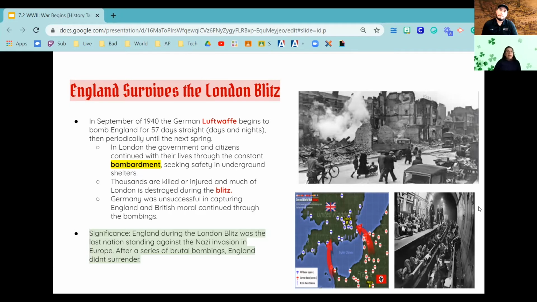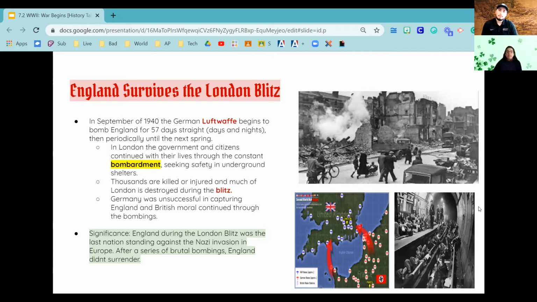Unfortunately, thousands are killed or injured, and much of London is physically destroyed. Buildings, hospitals, schools, governments, everywhere that you go, a majority of the buildings have been destroyed by the bombings. Germany was unsuccessful, however, in capturing England, and the British morale continued through the bombings.